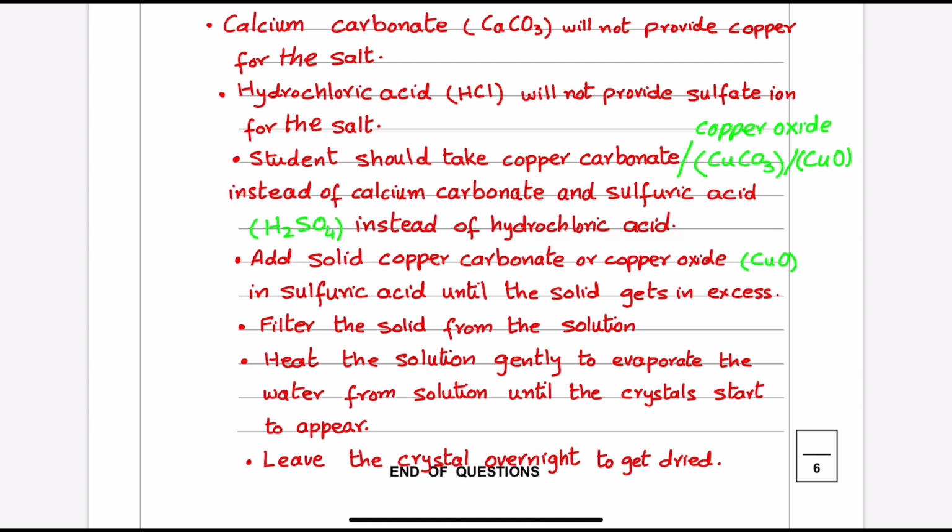Add the solid copper carbonate or copper oxide to the sulfuric acid in the beaker until the solid is in excess. Now the student needs to use the filtration method to remove the extra solids left in the solution. Heat the solution gently to evaporate the water until the crystals start to appear. Leave the crystals of copper sulfate overnight to dry.